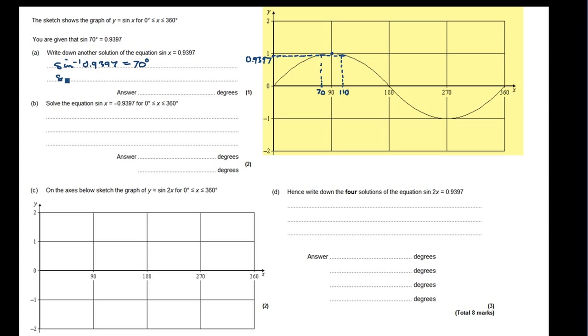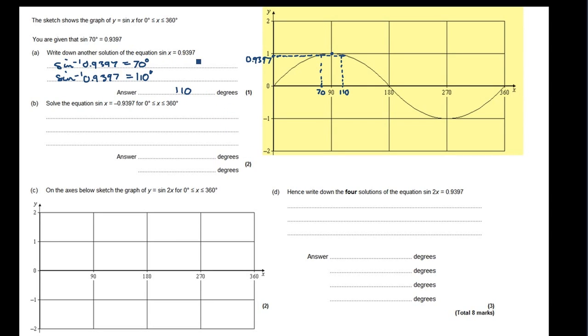So we can say that the inverse sine of 0.9397 also equals 110. So our answer for part A is going to be 110 degrees.